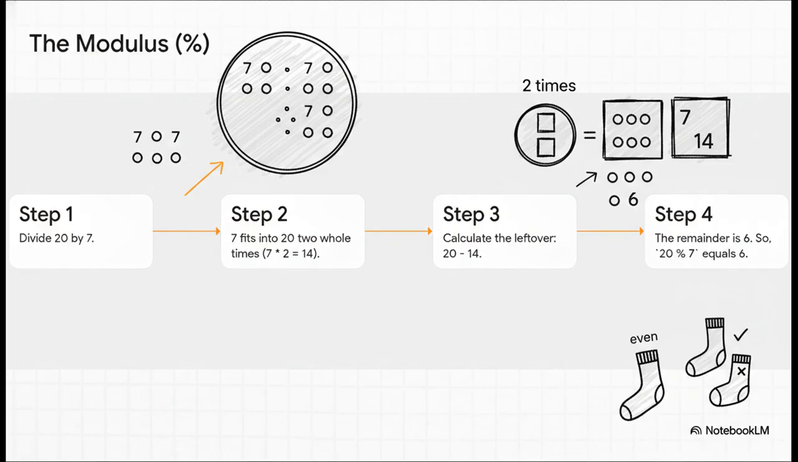So 20 modulus 7 is just a fancy way of asking, if you divide 20 by 7, what's left over? Well, 7 goes into 20 two whole times, right? That gets us to 14. The leftover amount is 6. This is super handy for things like, say, quickly figuring out if a number is even or odd.